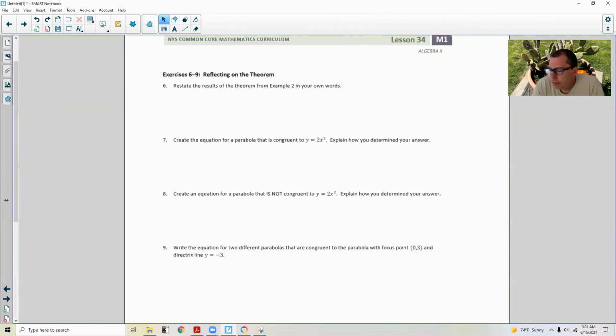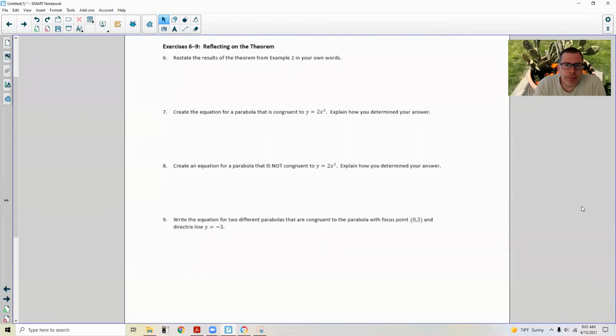Okay, exercises 6 through 9, reflecting on the theorem. Number 6 says to restate the results of the theorem from example 2 in your own words. All right, pause the video, see if you can do that. Come back, see what you wrote. Here we go. In a nutshell, what that is basically stating is that all parabolas that have the same distance between the focus point and the directrix will be congruent.